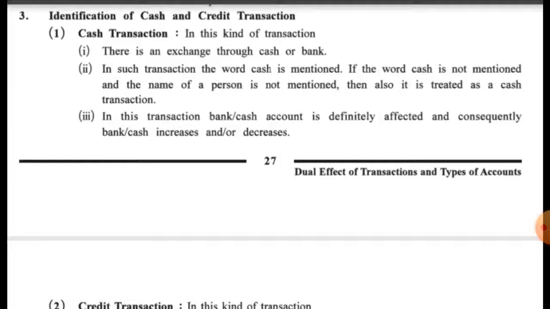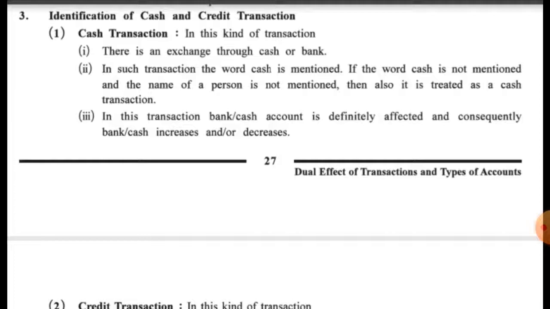Suppose it is given in the transaction that goods worth rupees 5000 purchased. Over here it is not specified whether it is in cash, or from whom we have purchased the goods. That type of transaction is also called a cash transaction. Third point, in this transaction, the bank or cash account is definitely affected, and consequently bank or cash increases or decreases.